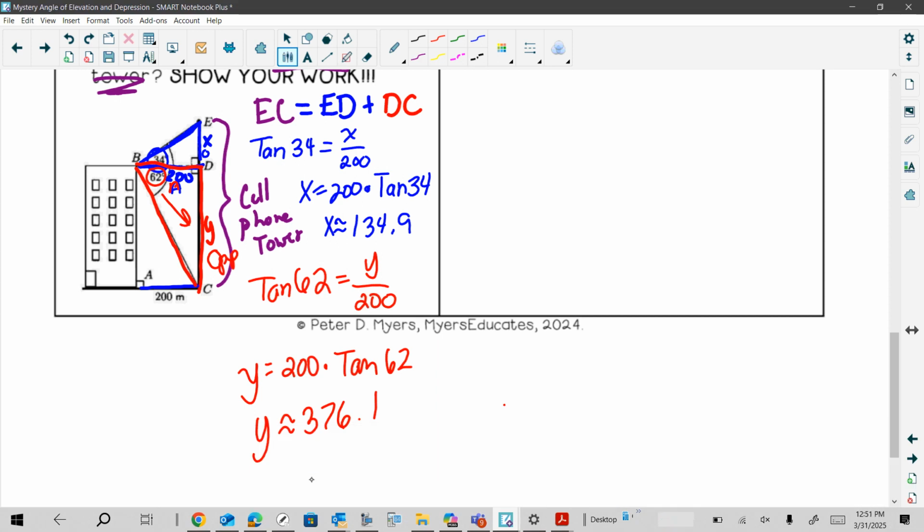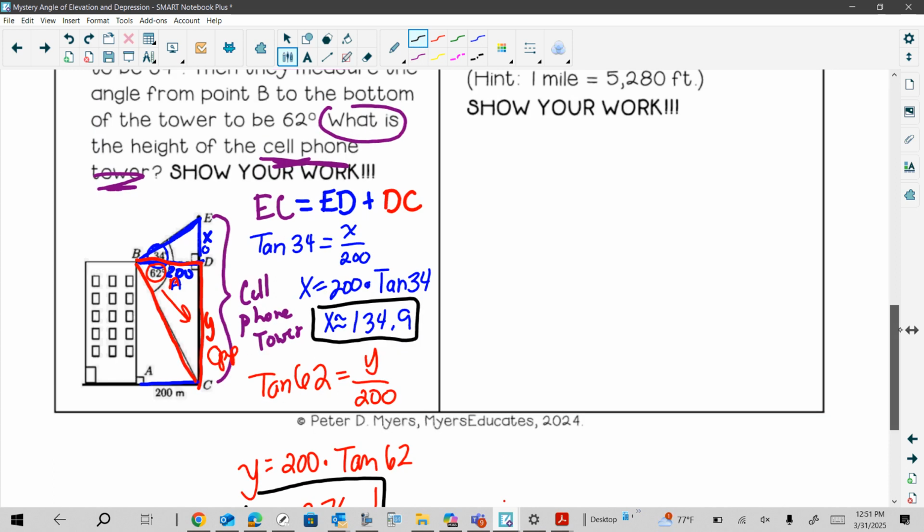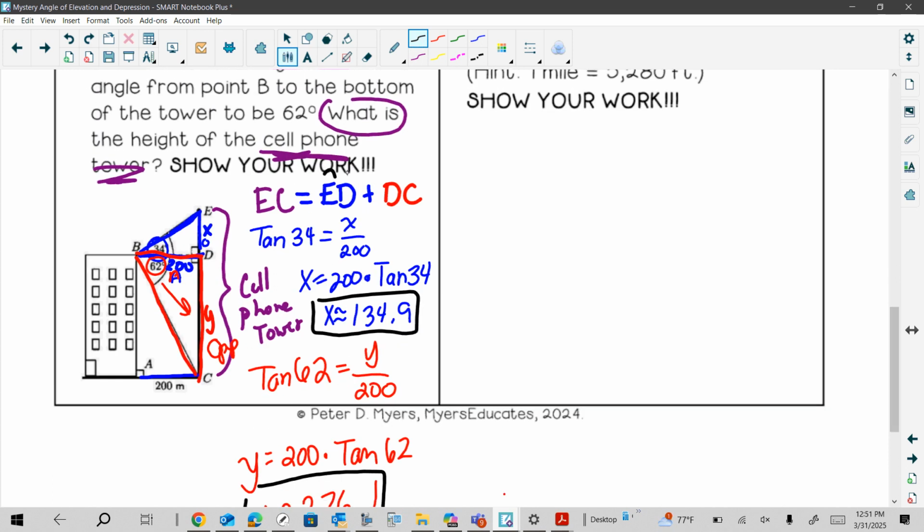So this is our X, this is our Y. We're doing basically back here, we're doing the X plus the Y to get the EC. The value of X plus the value of Y.